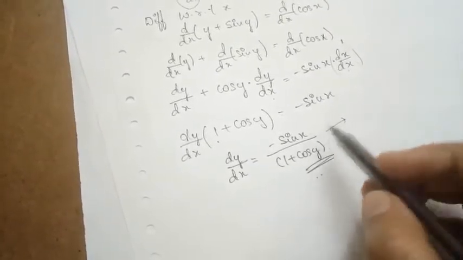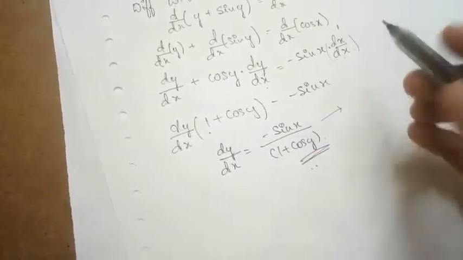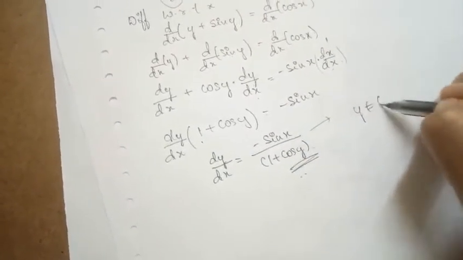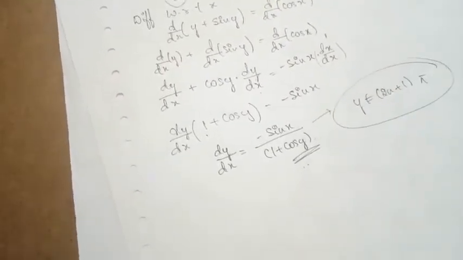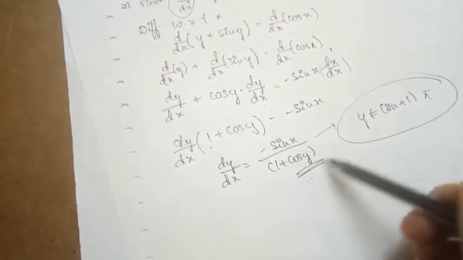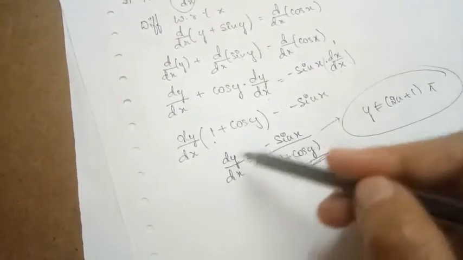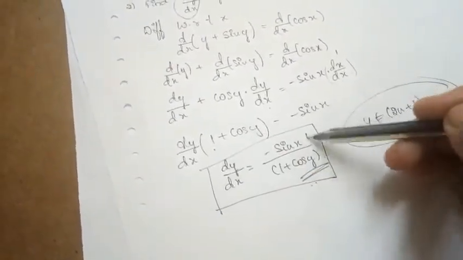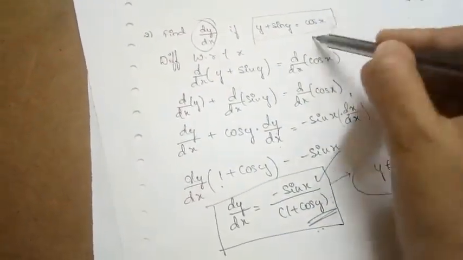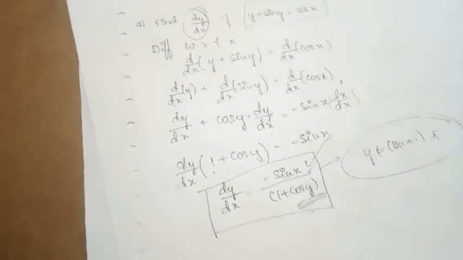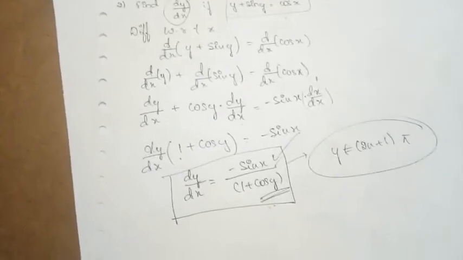For which angle do we get cos y equal to minus 1? That is, y should not be equal to (2n plus 1) pi. If y is not equal to (2n plus 1) pi, then we can say that the denominator is not at all going to vanish. Suppose y is not equal to this angle, then this is defined. So the derivative of the given function, y plus sin y is equal to cos x, is this one. This is how we find the derivatives of implicit functions.